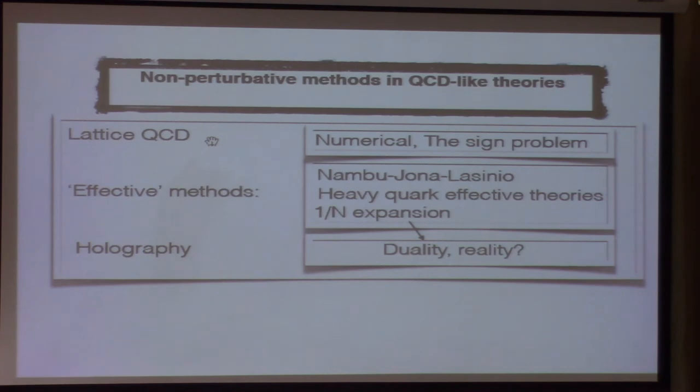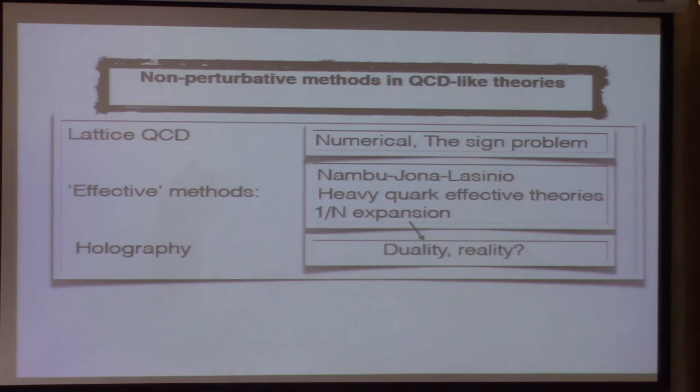So we have many ways to try to study non-perturbative QCD. Well, lattice QCD gives us a way of studying QCD at strong coupling, but it's numerical and it's very difficult in that case to really understand the fundamental physical laws which are governing the phenomena that you see. And of course, there's the so-called sign problem which comes about when you try to introduce a chemical potential, and essentially the weighting then in your Monte Carlo simulations becomes ill-defined.